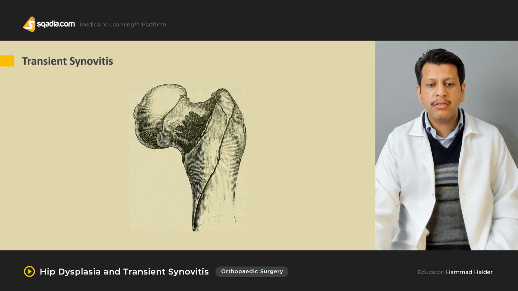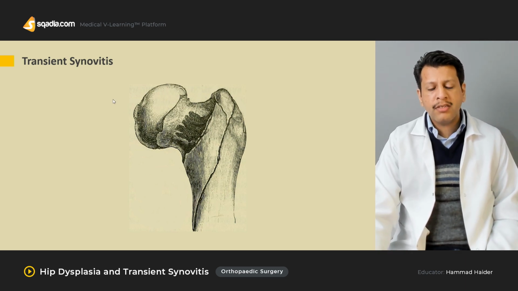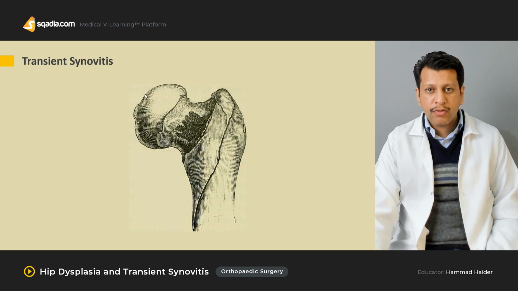hip joint. This is the head of the femur. There's a ligamentum teres attached to it. Majority of the blood flow in a child before 4 years of age comes through the ligamentum teres. And then on this edge you have the attachment of the capsule.